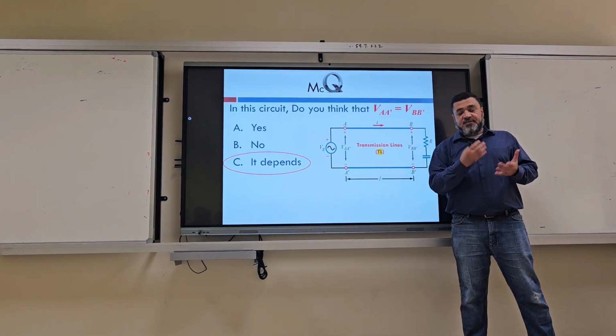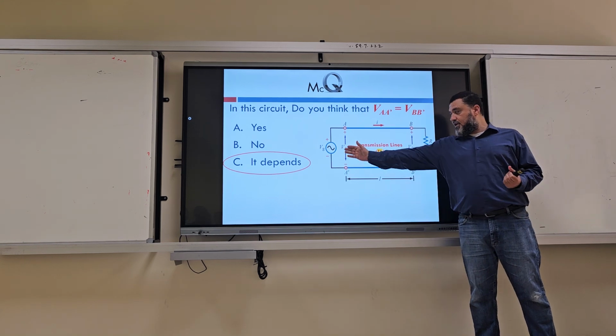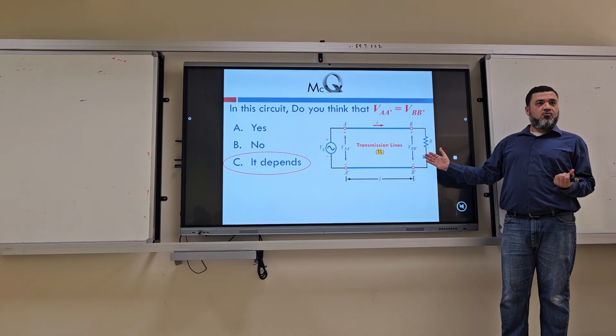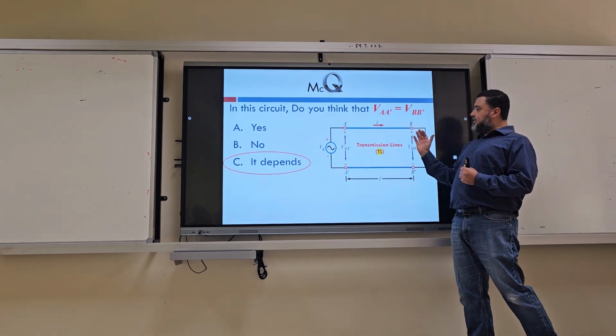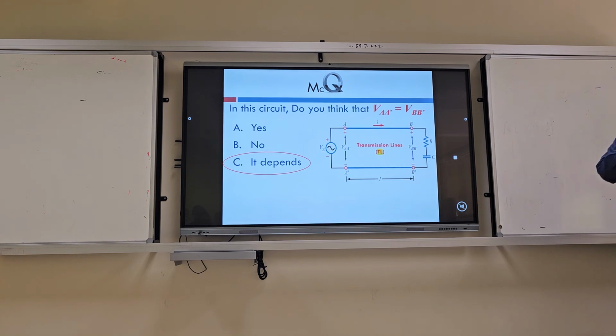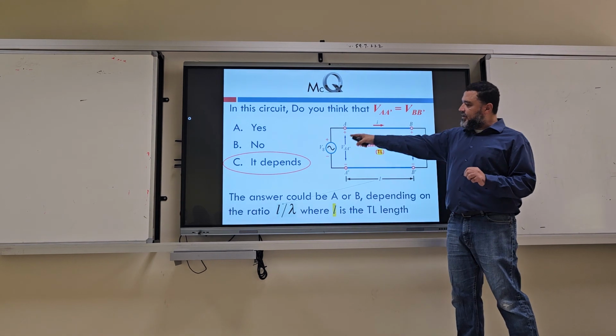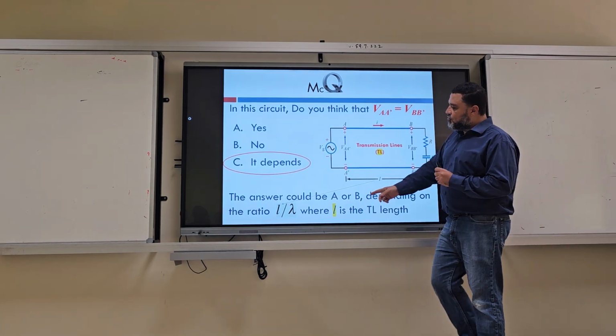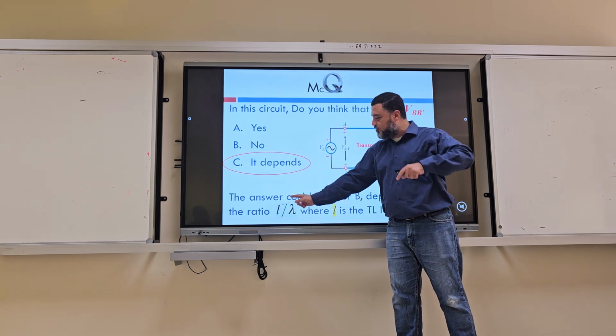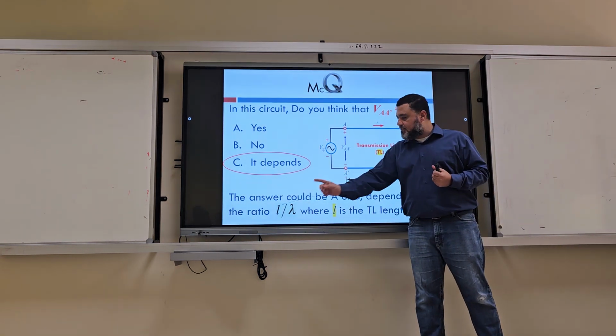In EE201 in circuit courses, it was always this one equal to this one, right? Yes, this was the case. Why? Because this was either DC or low frequency signal, like the electricity power, which is 60 hertz. It's very low frequency, and for lower frequency, it's okay to say these two are equal. But for higher frequency, it's a different story. So the answer does depend on the frequency of the source, or more specifically, it depends on the ratio L over lambda. Some of you said the length, but the exact answer is L over lambda.